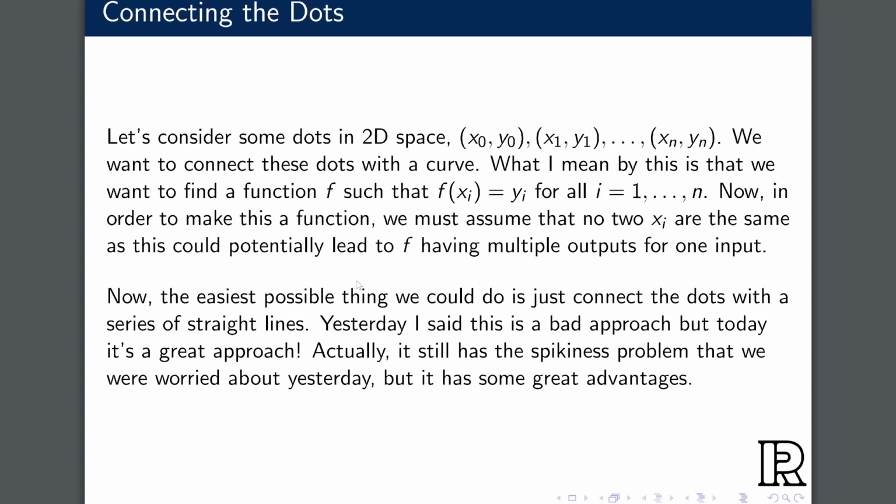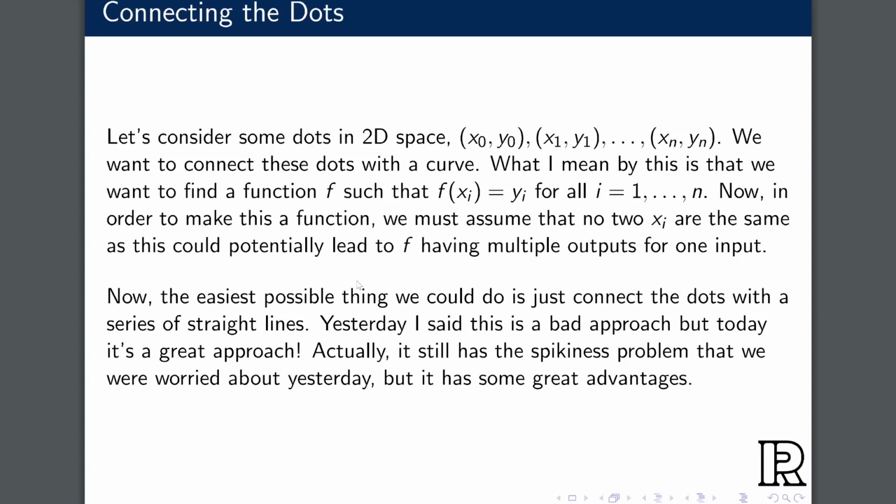Now, yesterday I mentioned that the easiest possible way to do this would be to just connect the dots with a series of straight lines. And I said that that is generally a bad approach. The reason is that if you do that, you end up with some spikiness, because at each of the points you're going to have an intersection of two line segments, and those line segments are almost never going to have the same slope, and so you'll get a spike, kind of like an absolute value of x spike. And this can be bad.